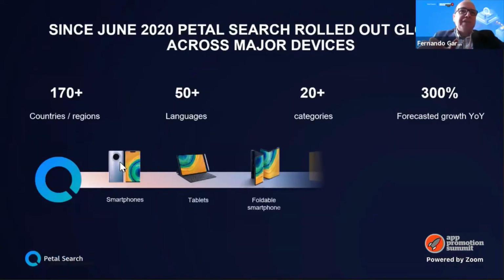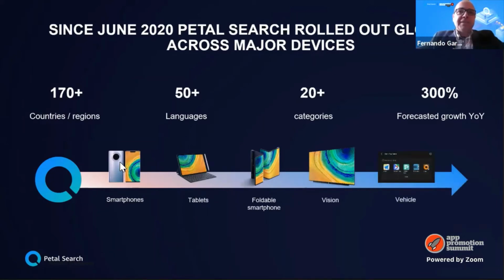So, a quick intro. Petal Search is a key element in the Huawei Mobile Services ecosystem, and it is available right now in more than 170 countries and regions. We are covering 50 languages entirely and more than 20 categories or vertical areas. And it's growing quite fast. We are expecting a threefold growth over this year. It's fully ready for smartphones, tablets, and foldable phones. Very soon it will reach other devices like televisions or connected vehicles.